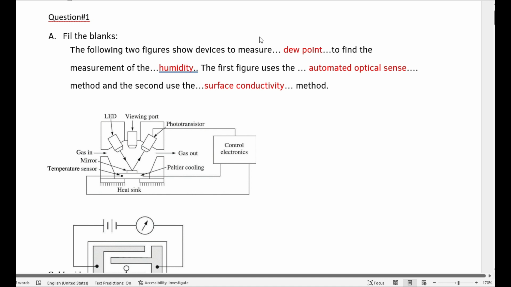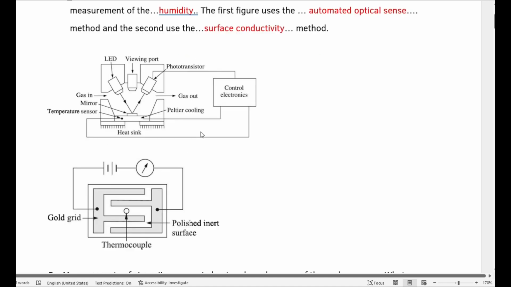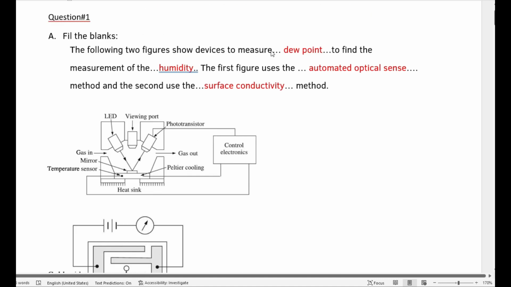So we can say these devices are used to measure the dew point, because here there are drops of water. To find the measurement of what? Humidity. This is the purpose of finding the dew point; we can understand the humidity. That's why I'm measuring the temperature with the sensor, to compare it to the dew point and see what the humidity ratio, or relative humidity, will be after that. The first figure uses the automated optical sensor, as I explained.